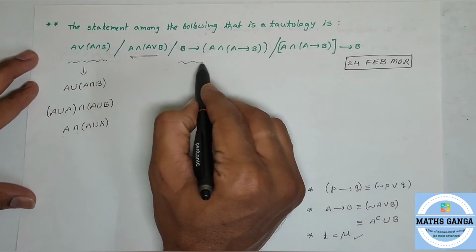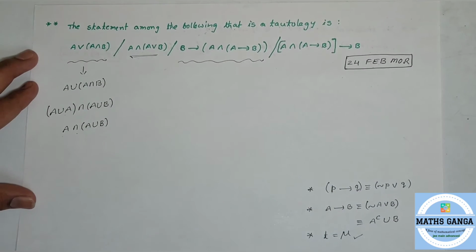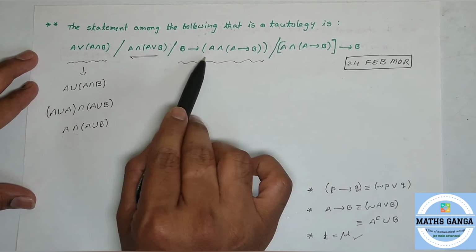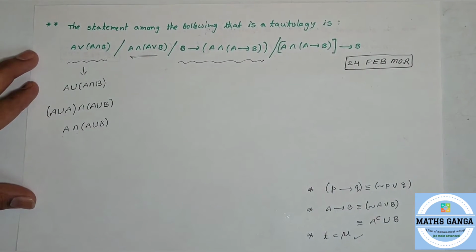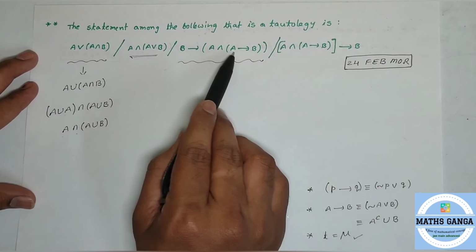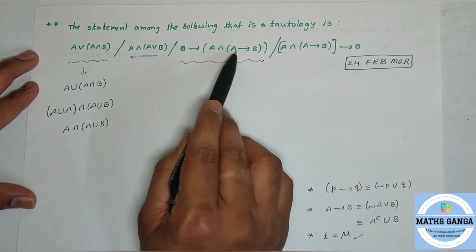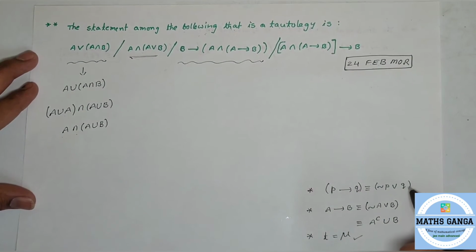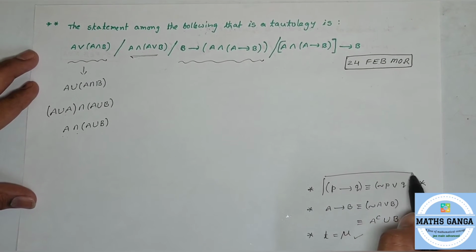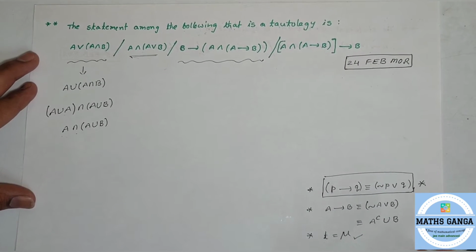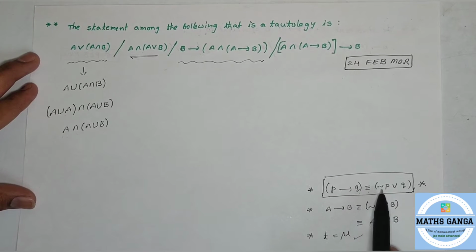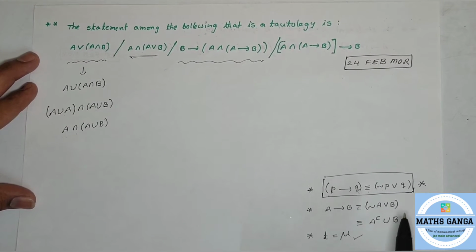Now pay your attention to option C. We need to decide whether it is a tautology or not. First understand it in terms of statements, then rewrite it in terms of sets, and then try to simplify. Here A implies B, where A and B are statements, right? Like P implies Q. If it is a statement P implies Q, we have this particular formula, or you may say a property of statements: P implies Q is equivalent to negation of P or Q, right?